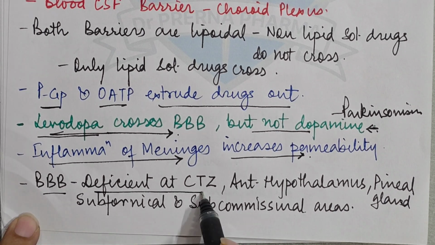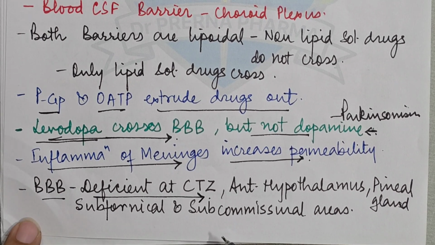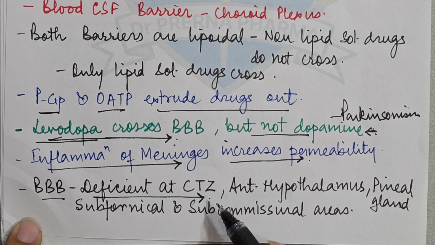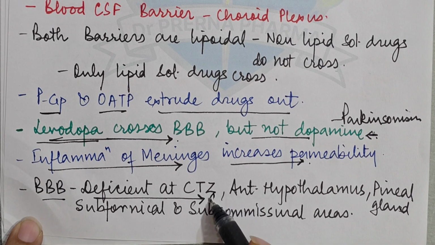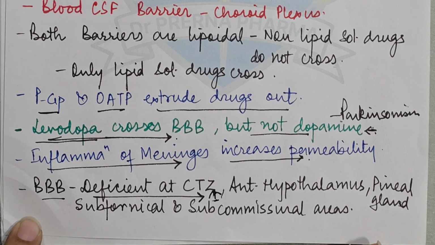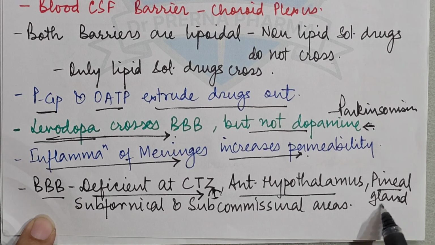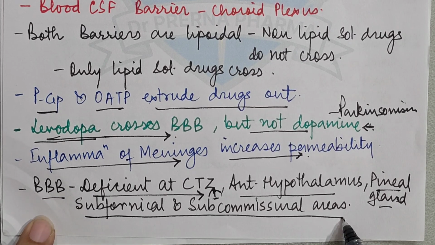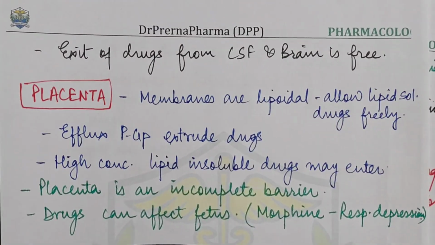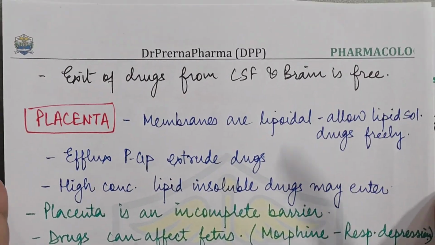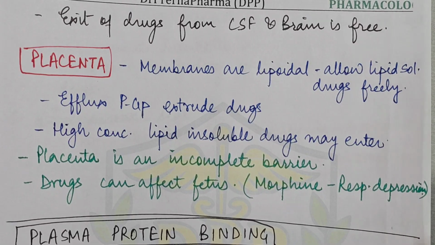The blood-brain barrier is deficient at the CTZ, the chemoreceptor trigger zone. So suppose you take some emetic drugs or emetic substance, then it reaches this area and can directly trigger vomiting. Then the anterior hypothalamus, pineal gland, subfornical or subcommissural areas are also deficient in blood-brain barrier. Then next, exit of drugs from the CSF and brain is free. The drugs can freely exit.